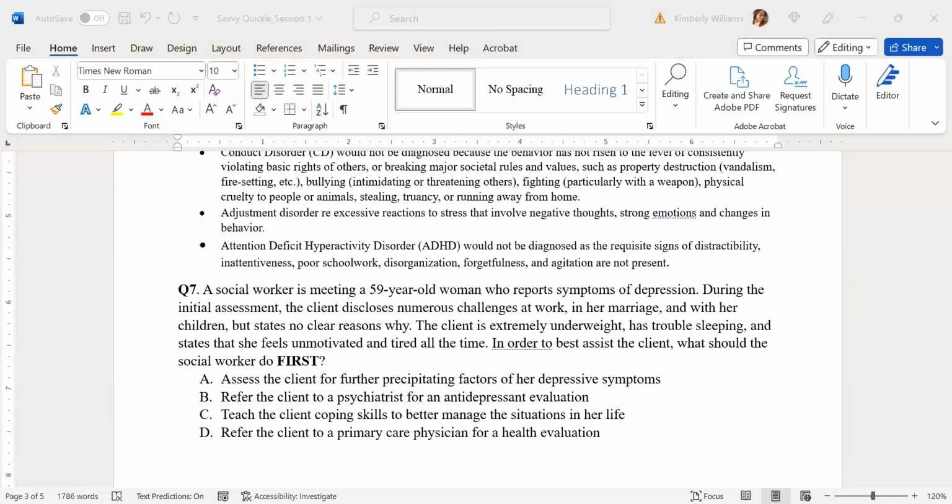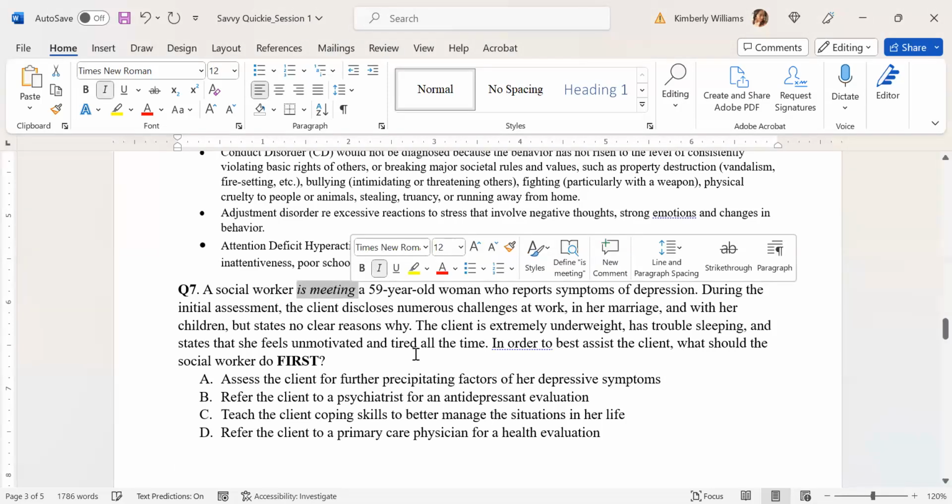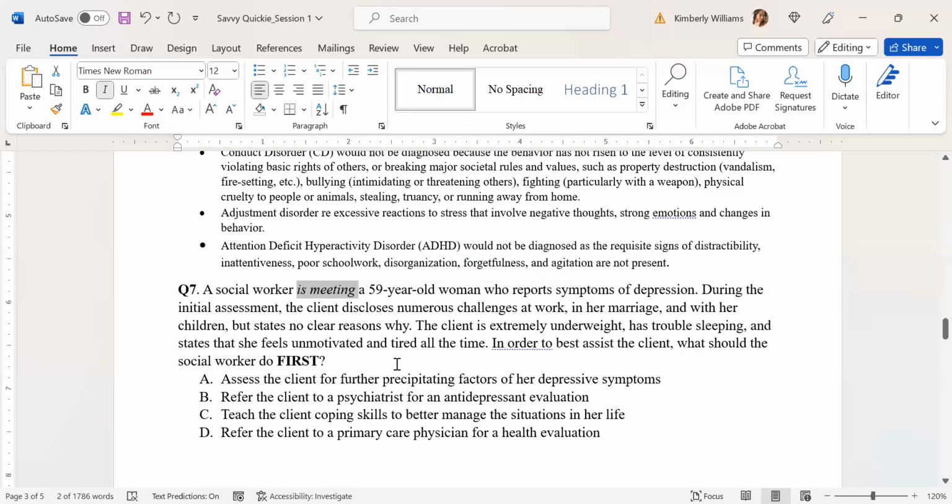All right, so this is the first question. So we know we're going to be looking for the most important thing to do about the priority issue. It says it's meeting. So that means we're in the beginning phase of the helping process. So that means we're focusing on engaging and or assessing. That's what we're going to look for in an answer.